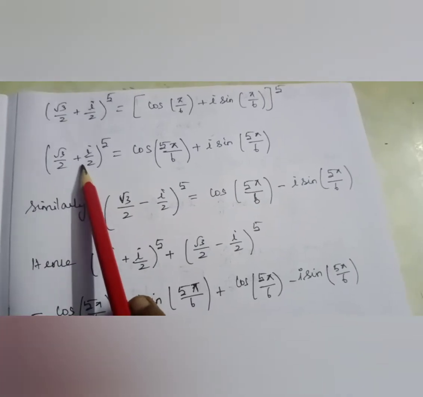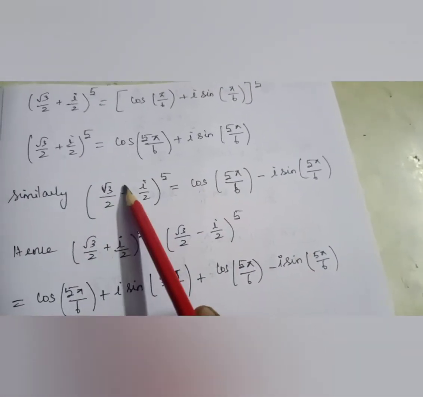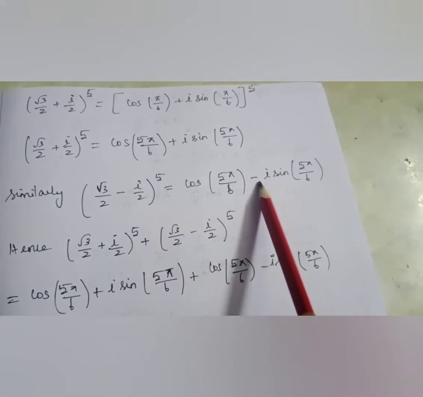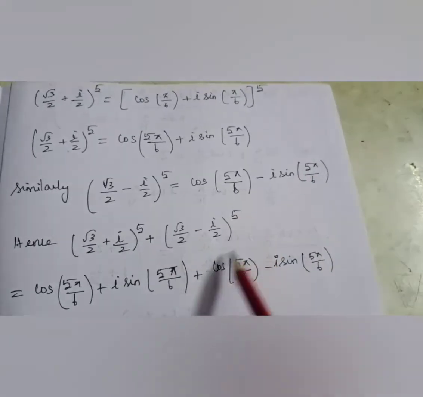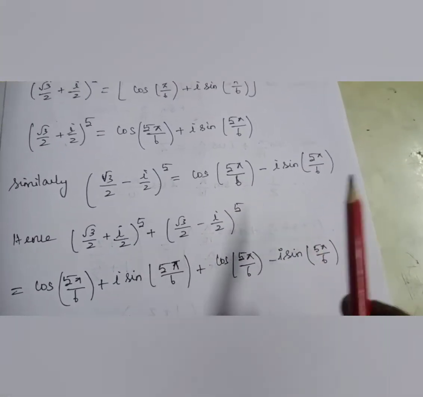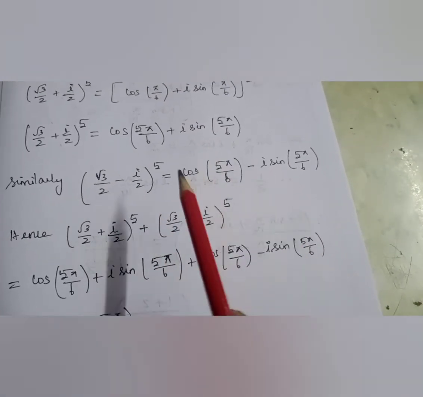Now this is for the plus. Now what will happen for the minus? The sign will be changed here. So we are having (root 3 by 2 minus i by 2) the whole power 5 is equal to cos 5 pi by 6 minus i sin 5 pi by 6. If you are going to work it out separately, the modulus and theta value also, you will get the same only. That's why just by interchanging the minus sign, we are getting the answer directly.